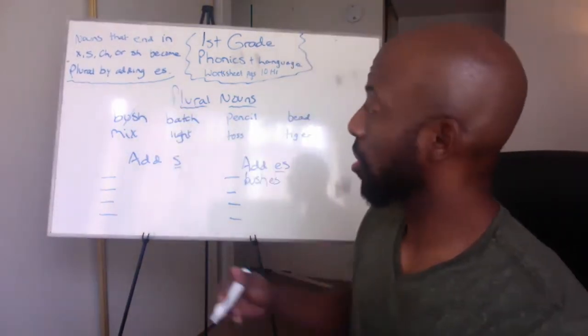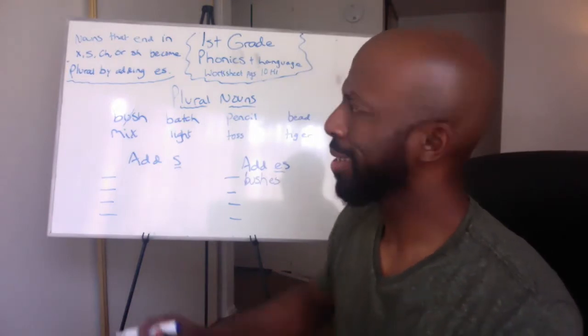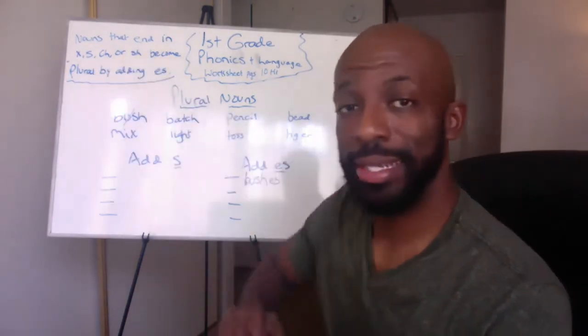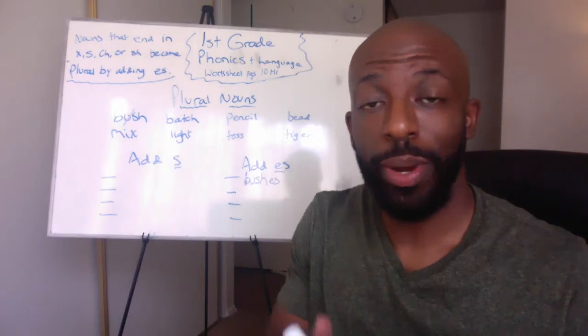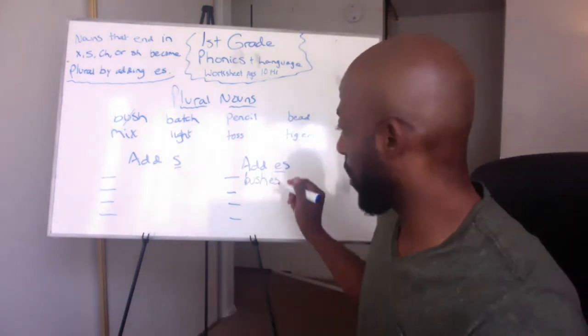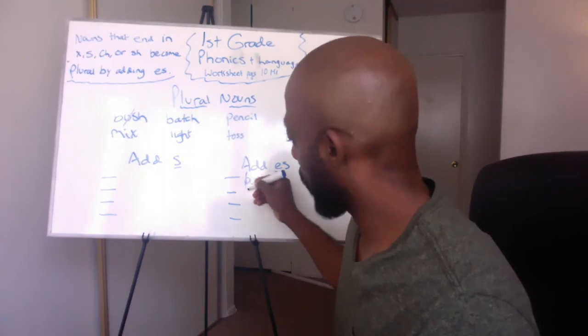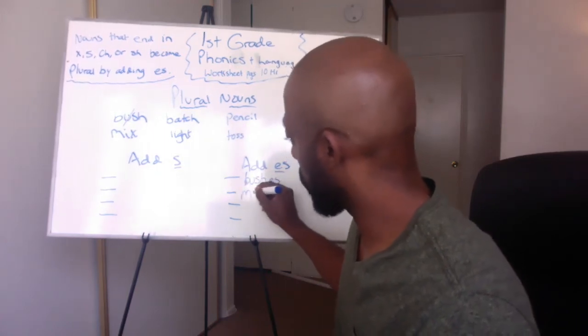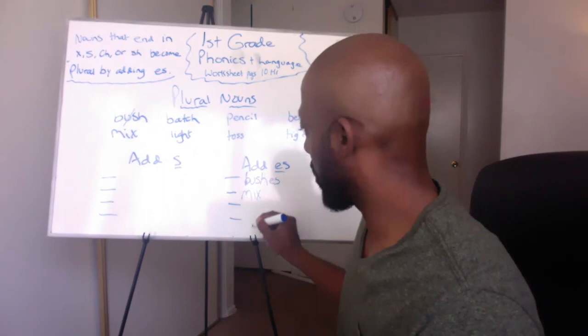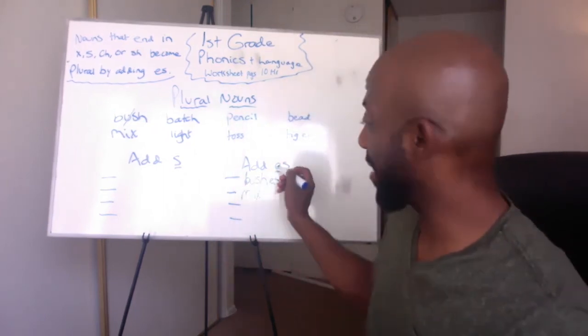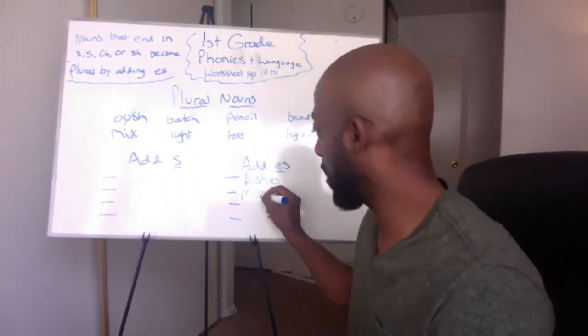All right, the next word, mix. Oh man, mix has an X at the end. So what do we do for that word? We add an E and an S. So where do we write it? We write it in this column. So we're going to write M, then we put an I, X, and then what do we add? We add the E and the S. It says it right there for our column. So we're going to have the E and the S.